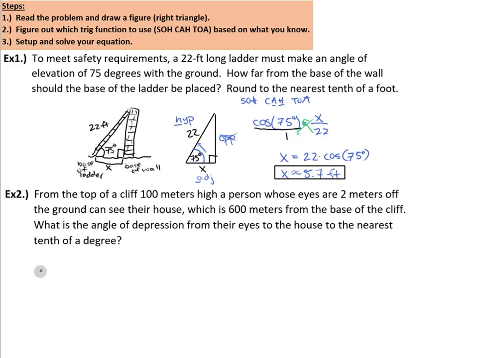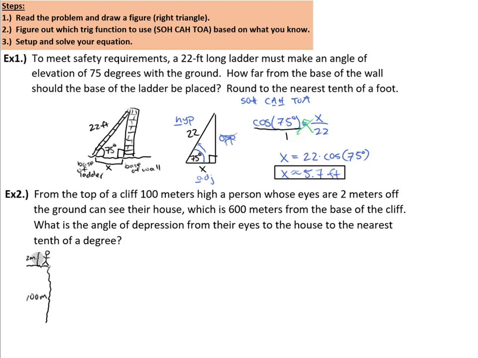Okay, example 2. From the top of a cliff 100 meters high. Ooh, we got someone up on a cliff. Okay, so here's my cliff. A person whose eyes are 2 meters off the ground. So let's see, this is 100 meters. And someone's standing here. Well, not with their head on the ground. Okay, so someone's standing here. And it looks like their eyes are 2 more meters off the ground.